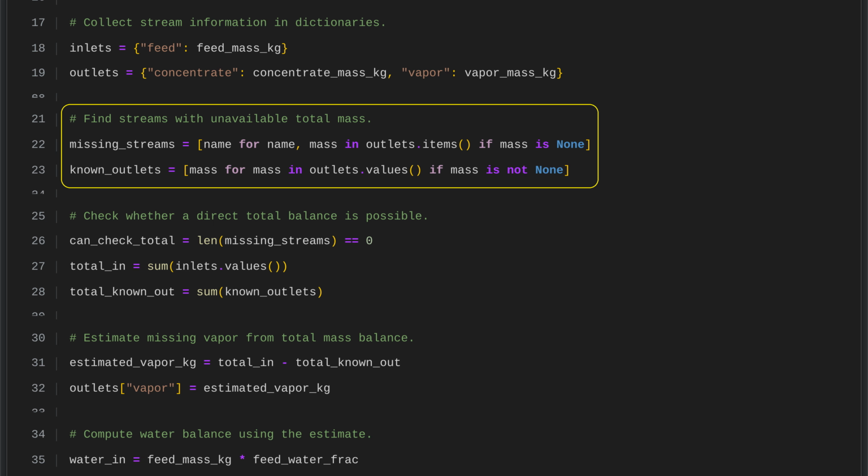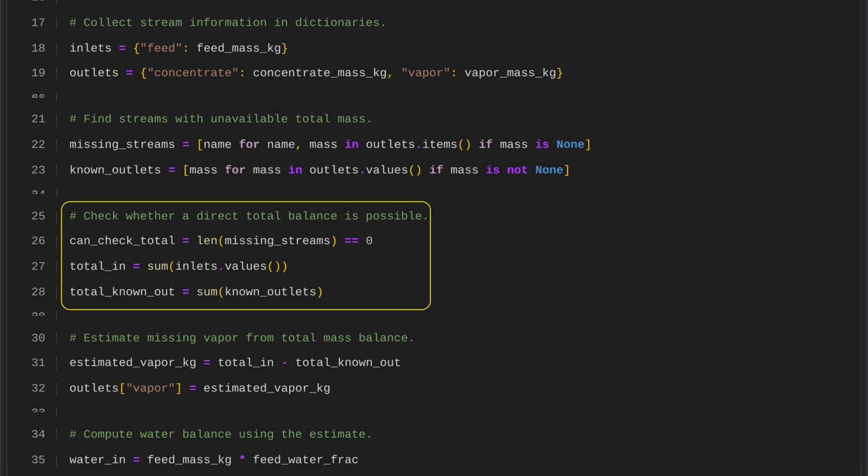To handle missing outlet mass data, first identify the streams whose mass values are unavailable. Then collect the masses that are already known from the remaining outlet streams. These known values can be used later to estimate the missing vapor mass.